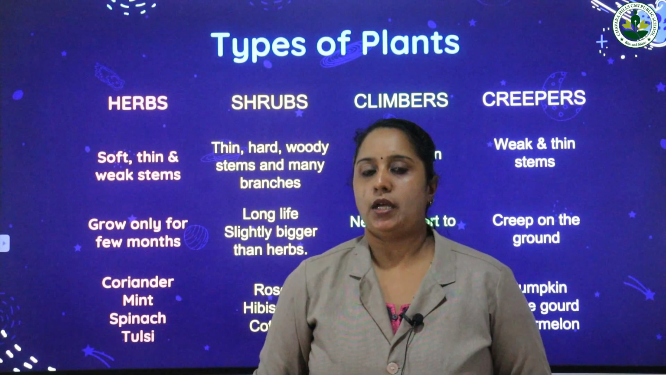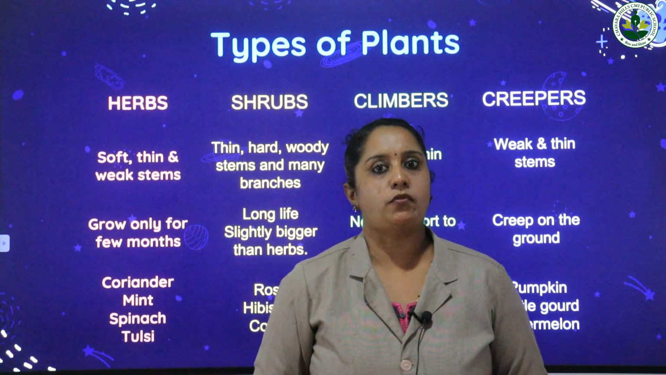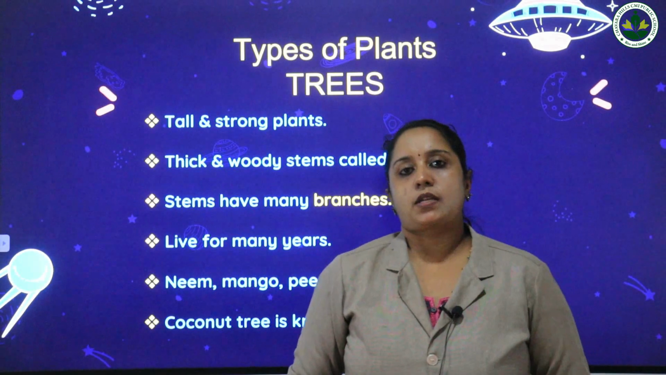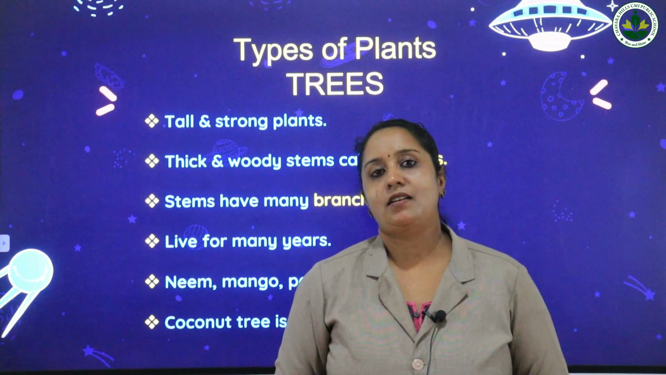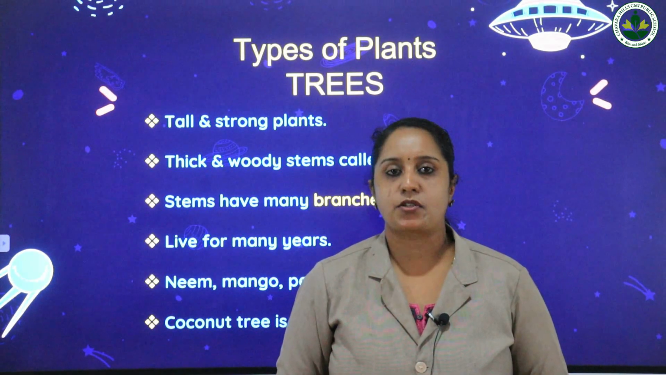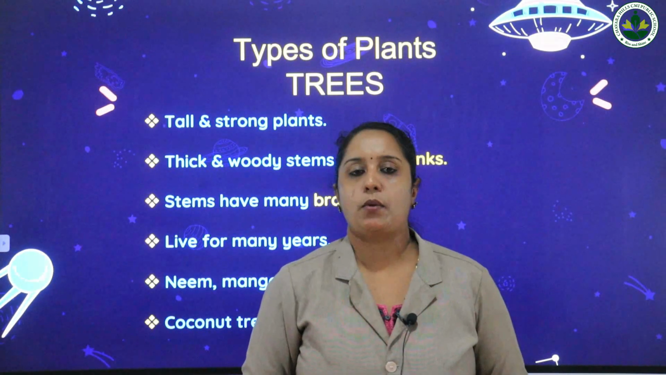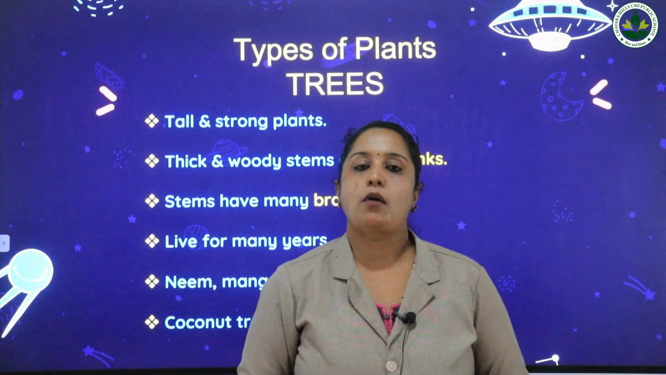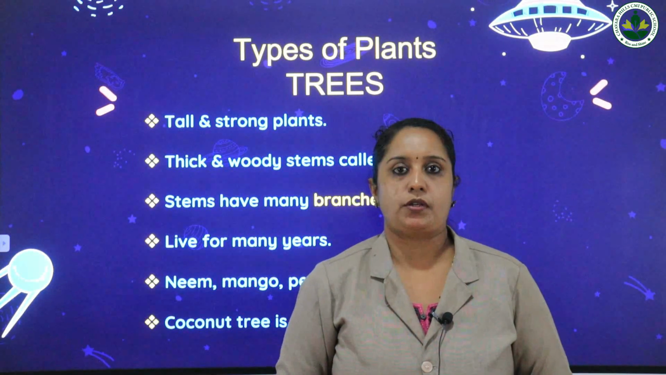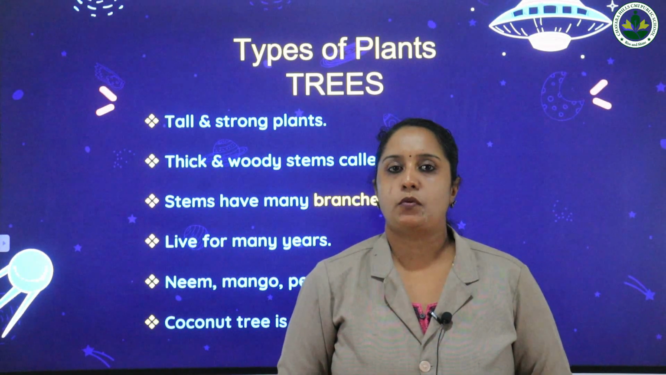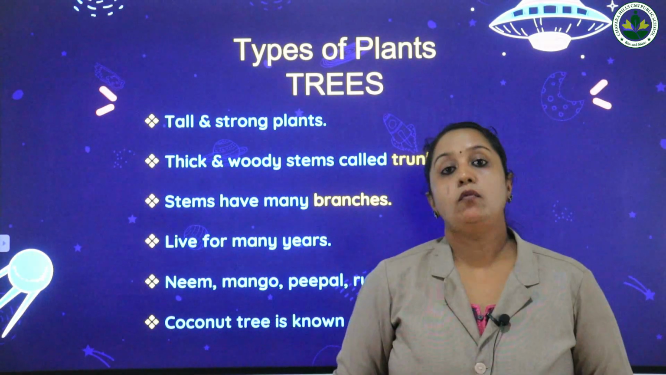Okay, now let us move on to the last classification, that is trees. All of you might be familiar with different types of trees, isn't it? Tell me the names of some trees. Yes, coconut tree, mango tree, peepal tree, banyan tree. So many trees are there in and around our garden. Let us discuss the specialties of trees. How do you see their stem? Is it above the ground or below the ground? It is above the ground. What is the nature of the stem? They are hard in nature, and they have woody stems.